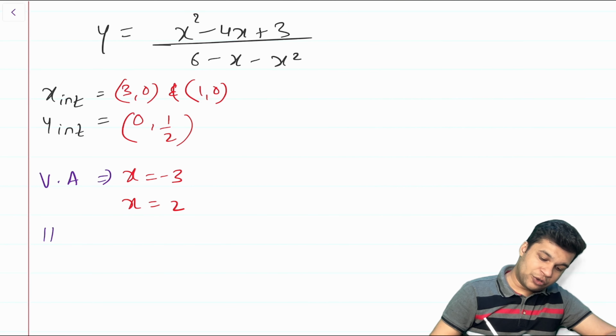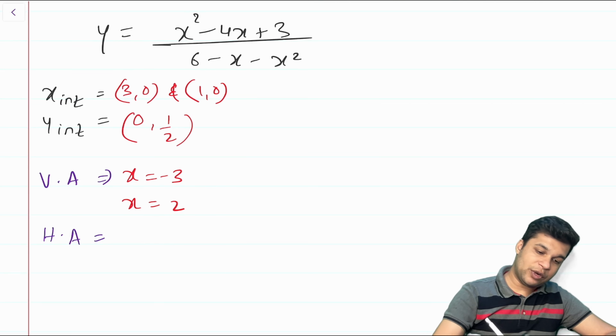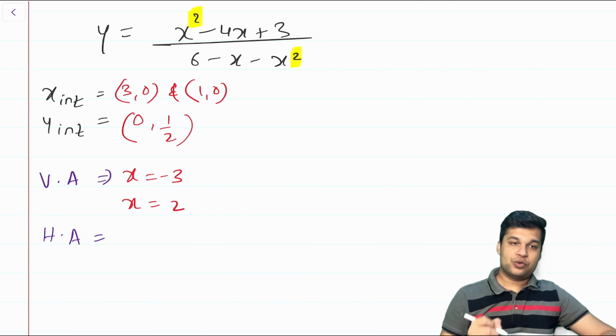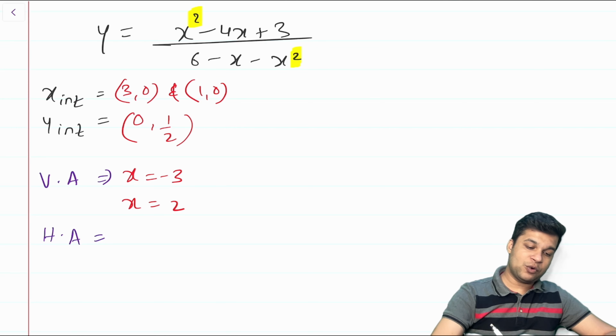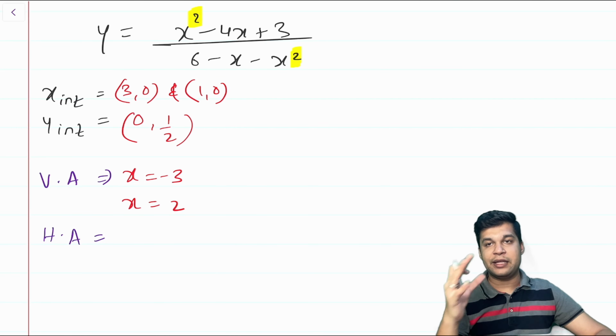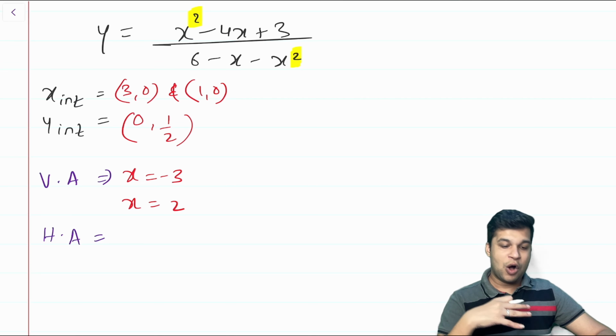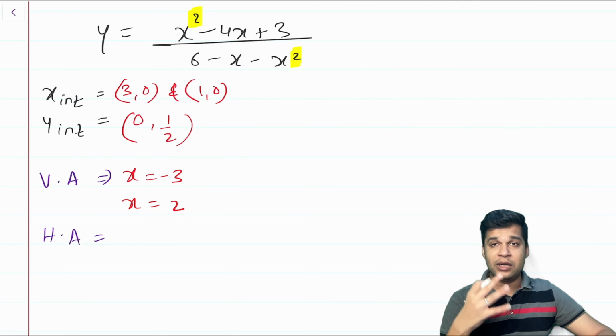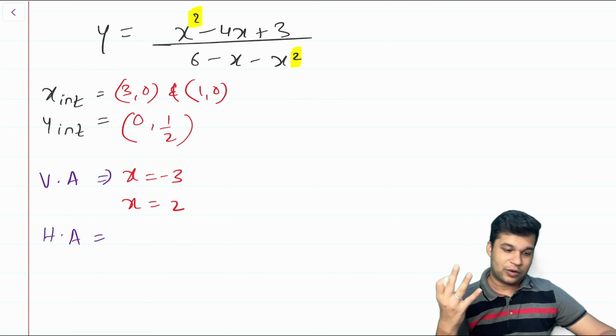Let me erase this again. Let us find the horizontal asymptote. If you see, the degree in the numerator is 2, the degree in the denominator is 2. So the horizontal asymptote will be the ratio, because the degrees are same. If you want to learn how to find the horizontal asymptote, I have a video for it already. Go and check it out.